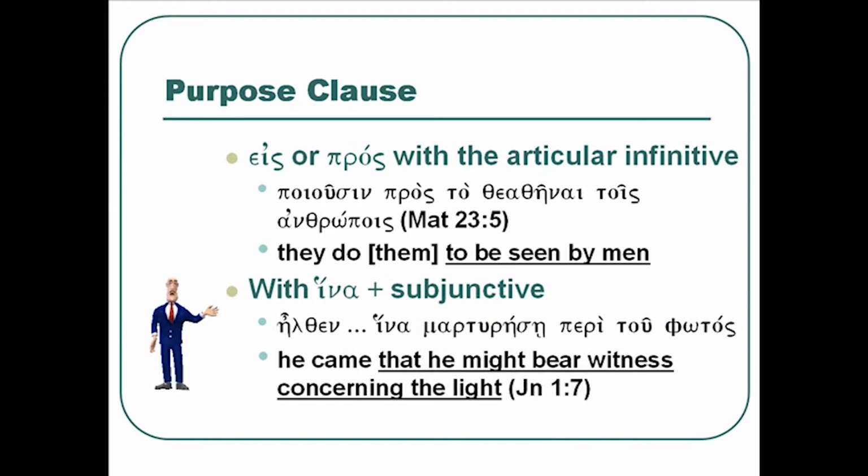Another way the purpose clause can be formed is with hina and the subjunctive. So we have elthen, then some other things, hina martyrese peri tu photos. He came, then that, why did he come? The purpose, the intention, the goal. He came that he might bear witness concerning peri tu photos, concerning the light. Talking about John the Baptist, his purpose, his intention, his goal in coming. He came that, hina, plus the subjunctive, gives us purpose.